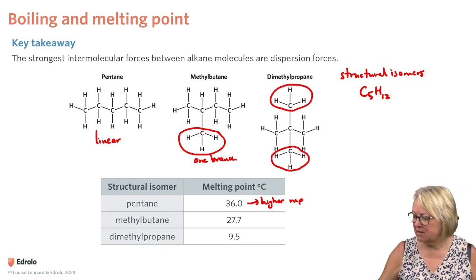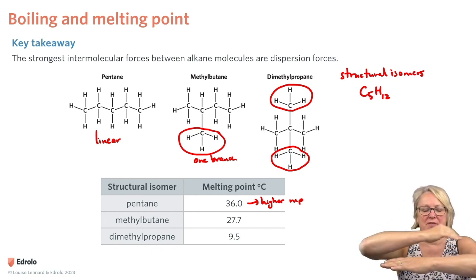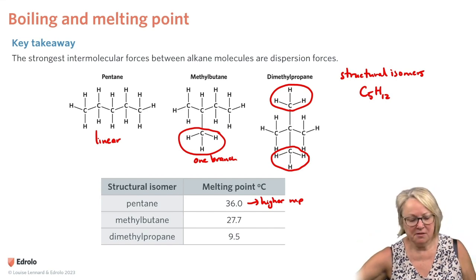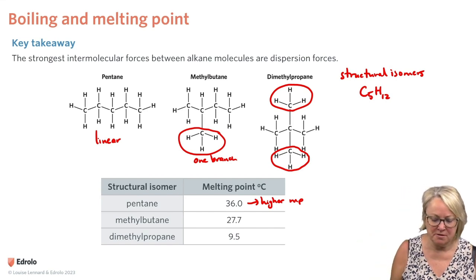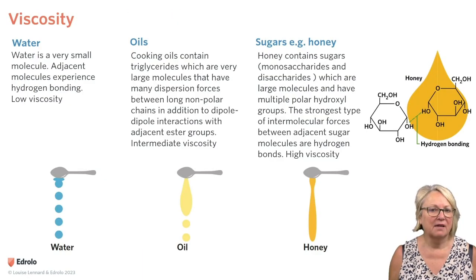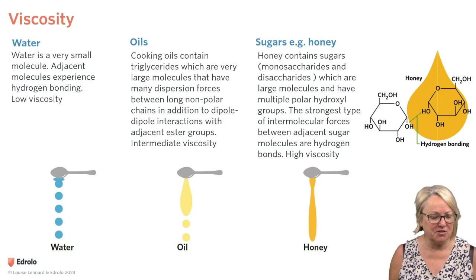Now, if we have linear molecules, they can stack on top of each other and have dispersion forces between the molecules. So there are more dispersion forces, which means a higher melting point. The dimethylpropane has the lowest melting point of the three molecules because it has the most branching, and so fewer possibilities of dispersion forces. Getting back to what we started talking about at the start of this lesson is viscosity.